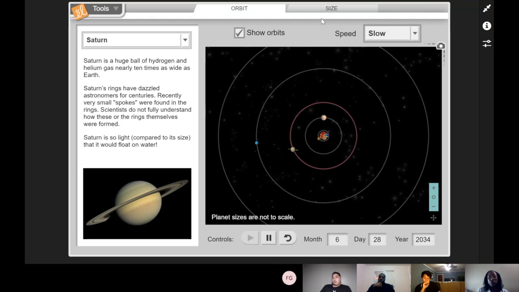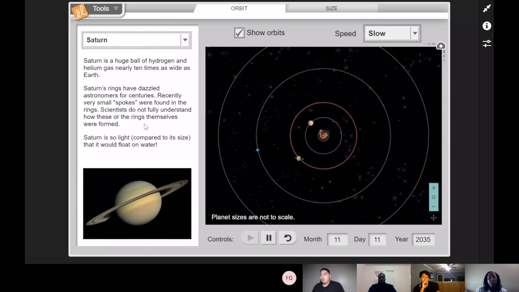So this will show you the relative sizes of the Earth and the different planets. So Saturn is so light compared to its size that it would float on water. So Saturn is huge. Saturn's rings have dazzled astronomers for centuries. Recent varied spokes were found on the rings. Scientists do not understand how these rings themselves were formed.